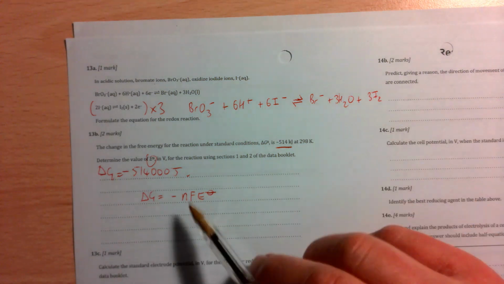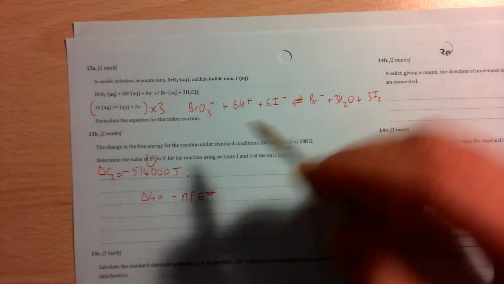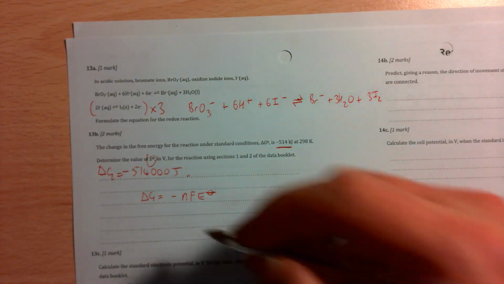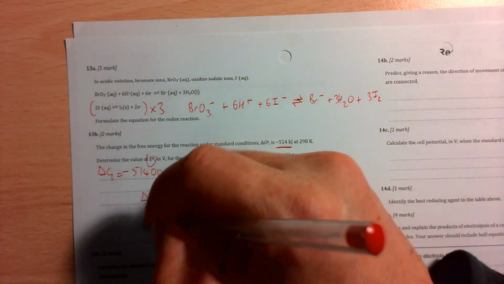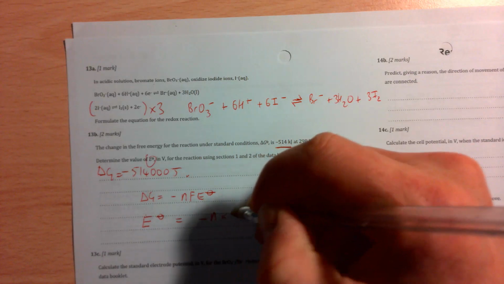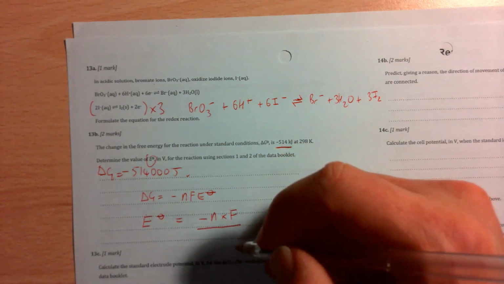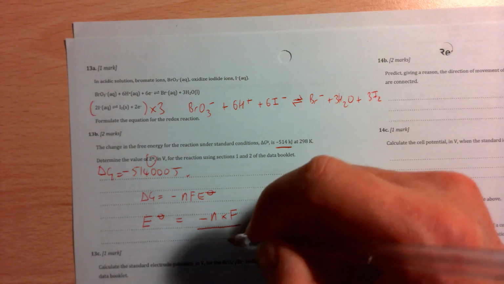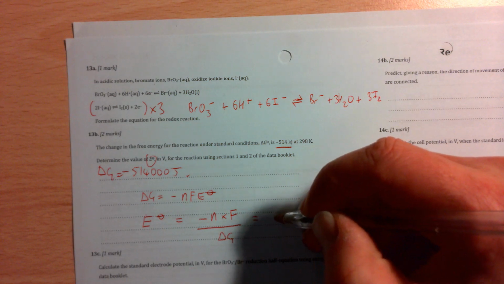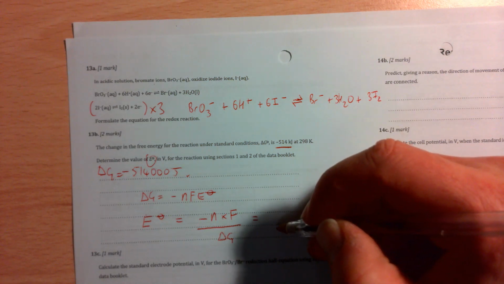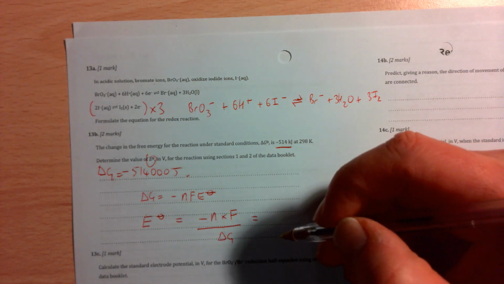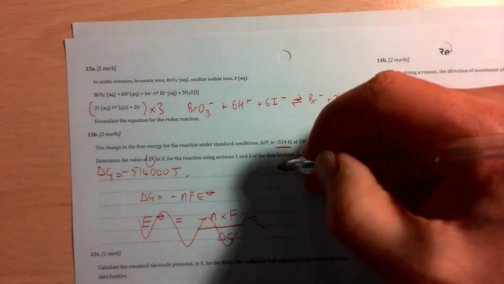Don't really mind. But how many electrons are transferred in this process? Well, we've just worked out it's 6 electrons. And so, let's rearrange. So E standard is equal to minus delta G divided by nF. Plug it in. That's horrible. I can't believe I've just done that. It's late.